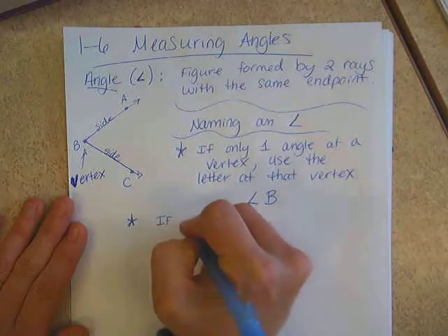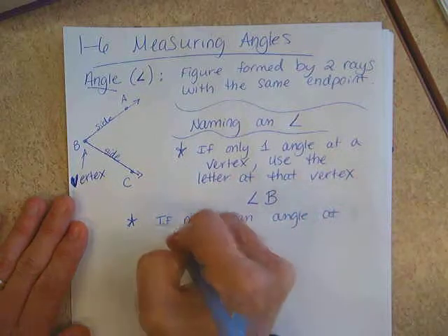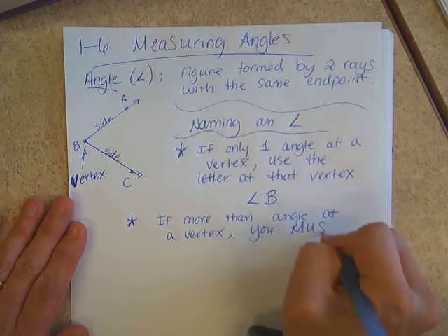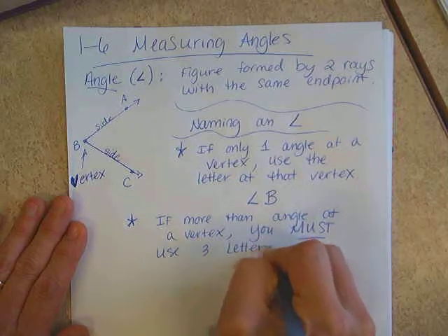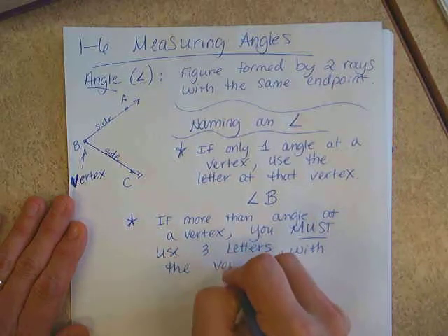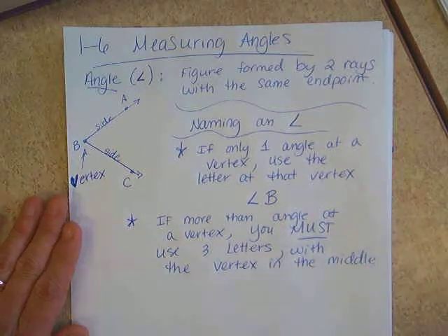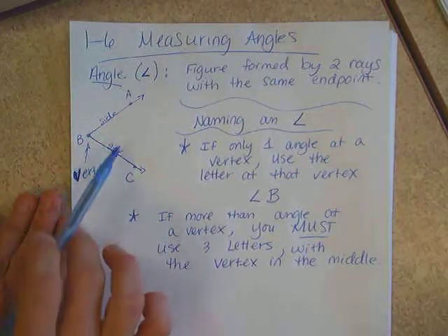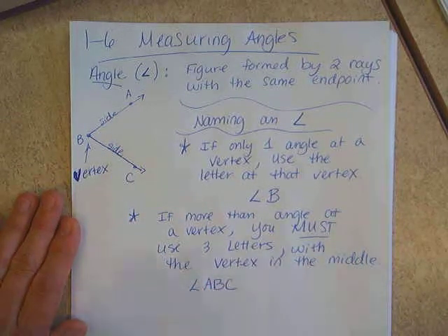So our second option for naming, if there is more than one angle at a vertex, you must use three letters, with the vertex in the middle. So this angle up here I could call angle ABC.